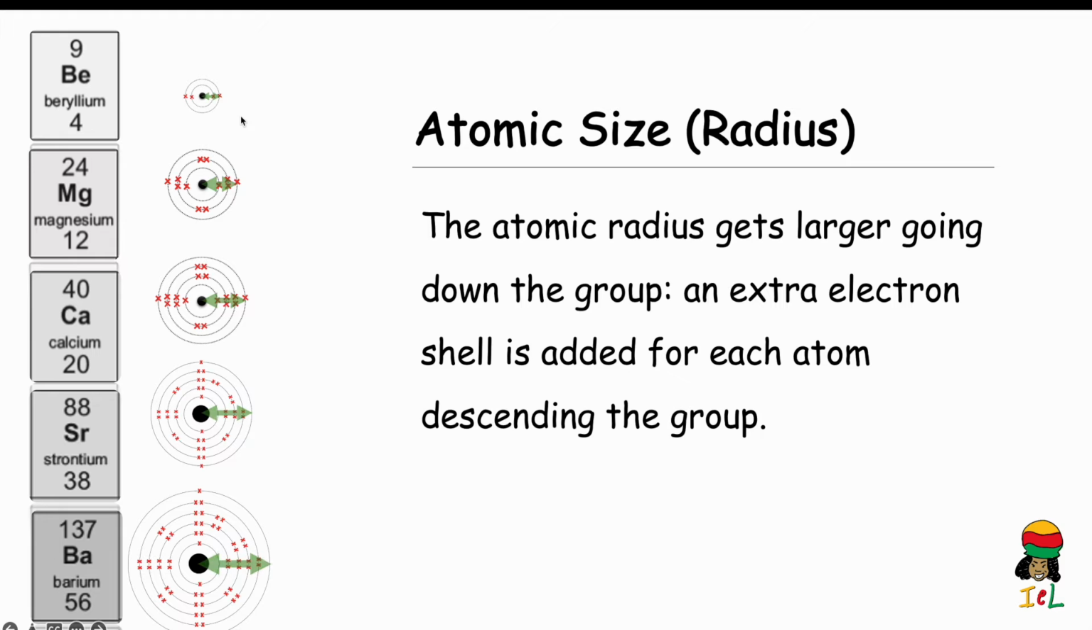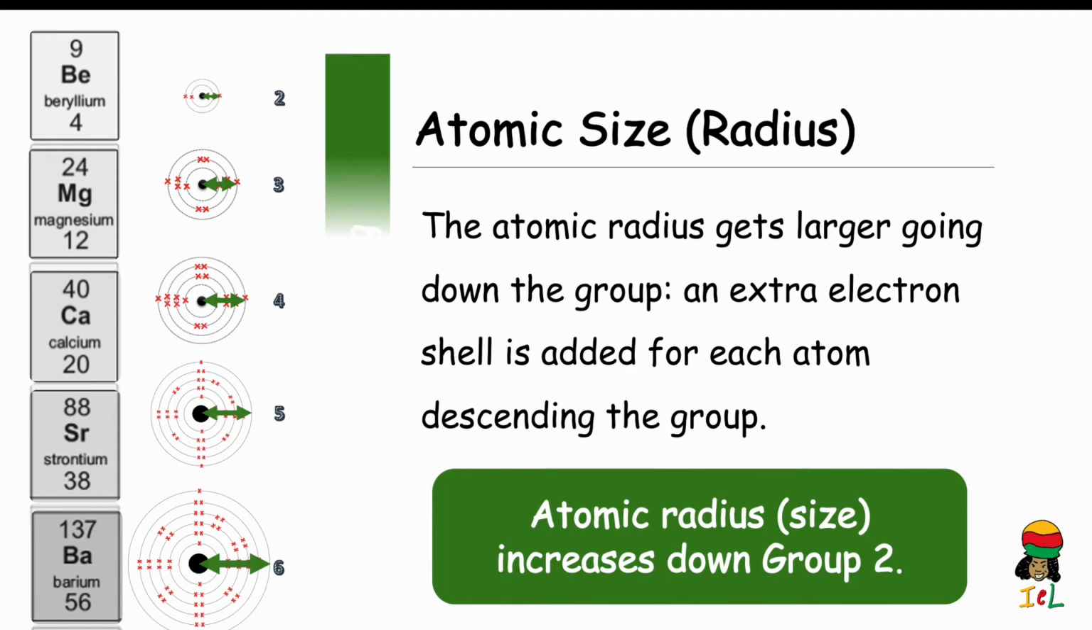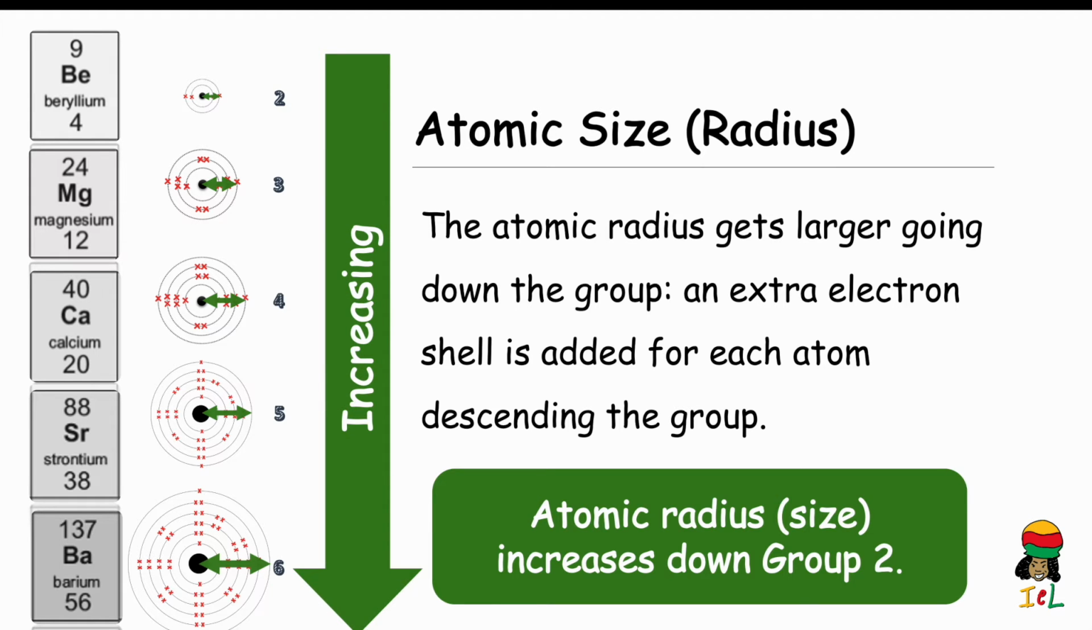Notice that beryllium has 2 shells, 1, 2. Magnesium has 3 shells, 1, 2, 3. Calcium has 4 shells, strontium 5, and barium 6. Therefore, we can say that the atomic radius or size increases down Group 2.